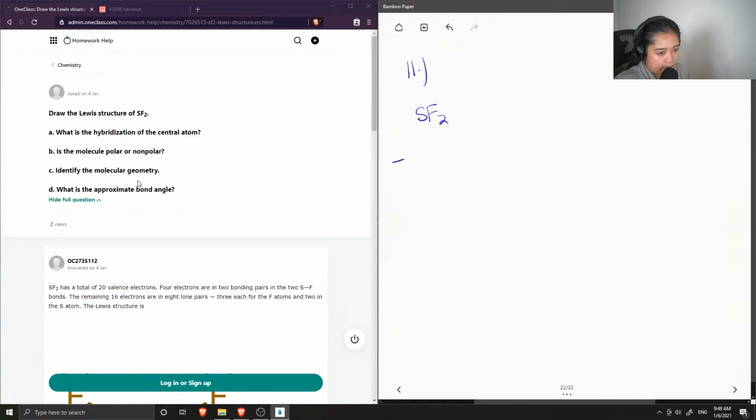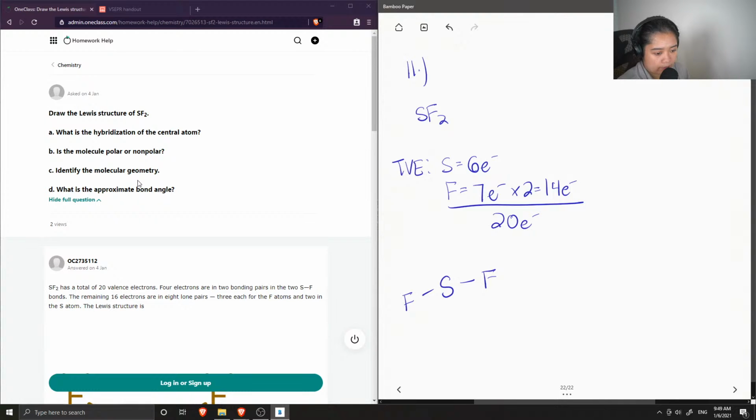So the total valence electrons is 6 for sulfur, and for fluorine it's 7. So 7 times 2, which is 14. So adding it all up, we have 20 electrons in total. So let's draw sulfur in the middle with the 2 fluorine atoms as the terminals.